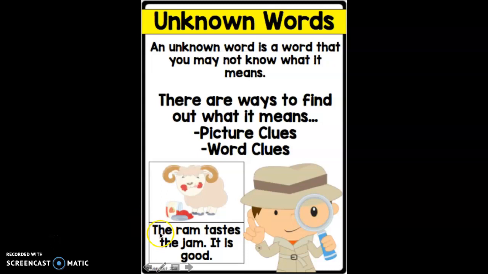The sentence says, "The ram tastes the jam. It is good." What is a ram? I have no idea what a ram is. But if I go back to my picture clue, I see that this animal thing here is tasting jam. I remember I said he was eating it. So this must be a ram, this animal here with these big horns. He kind of looks like a sheep.